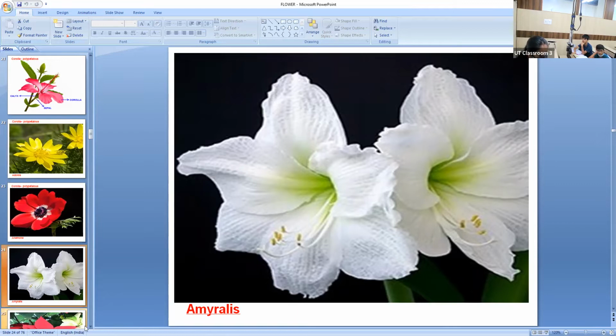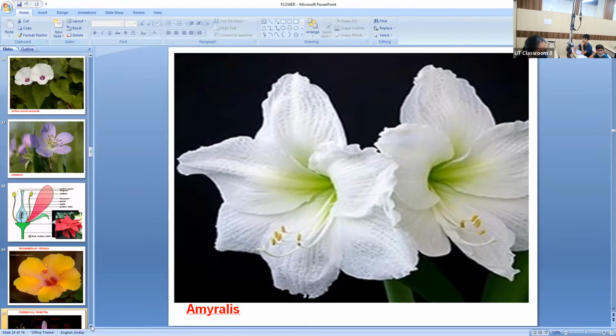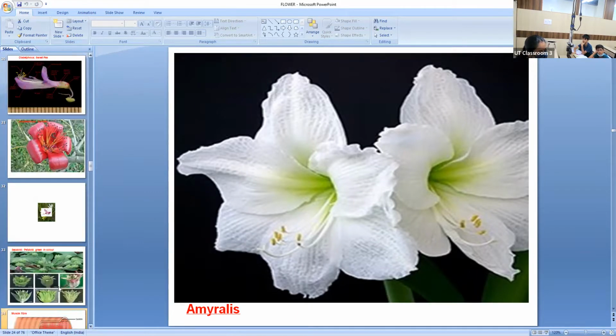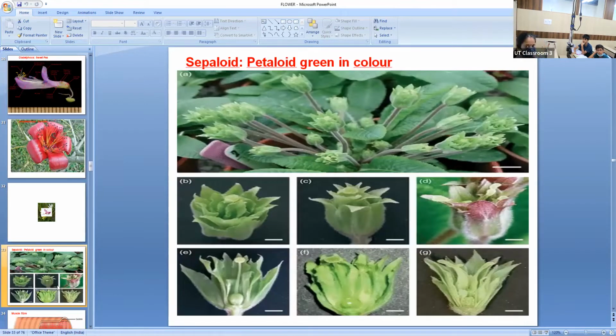But when it is green, something like this, sepals and petals both are green. Sepals and petals cannot be differentiated, but they are not brightly colored either. They are green in color. In that case, you will have to term them as sepaloid.